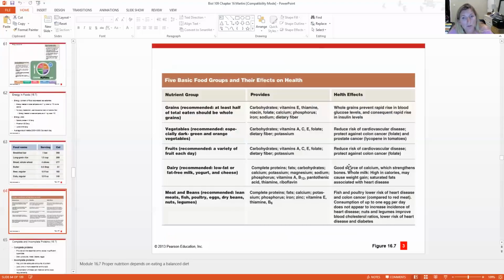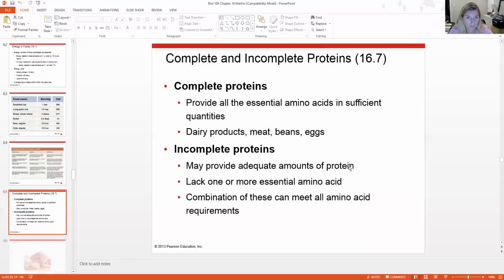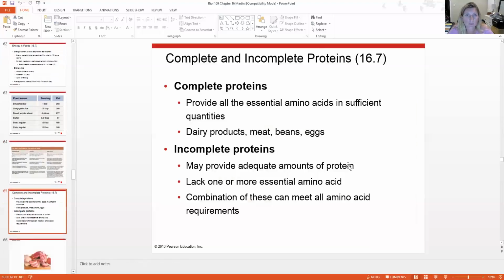There are 5 basic food groups and they have differing effects on health: grains, vegetables, fruit, dairy, and meat. You should be familiar with them. You're probably already familiar with them if you've ever taken any type of health or biology class before. These are typically covered. So let's get into some more complex stuff that's probably new to you, the idea of a complete or an incomplete protein.